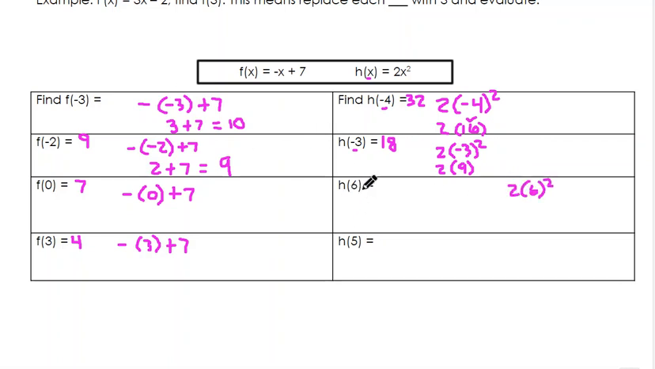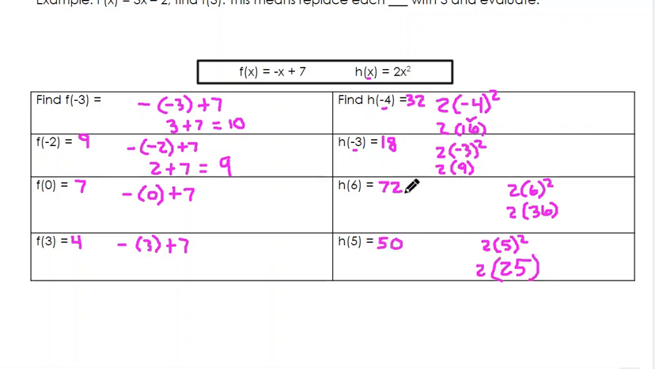Okay, hopefully you paused the video, and hopefully you got your answers. Let's go over it real quick. All right, so they replaced this x with 6 now. So I replace the x in the function with 6. 6 squared is 36. 2 times 36 will give me 72. On that last one, they replaced x with 5, so I'm going to plug 5 in. 5 squared is 25. 2 times 25 is 50.